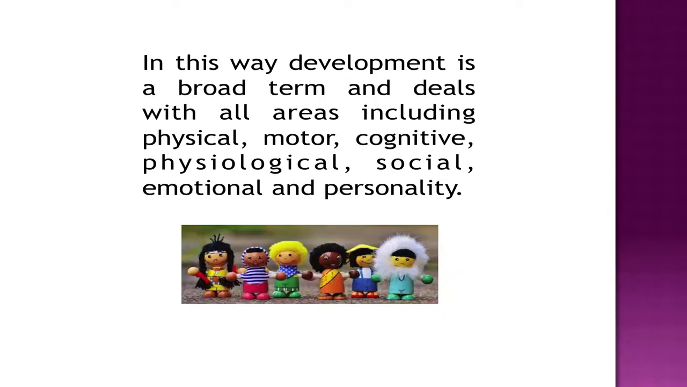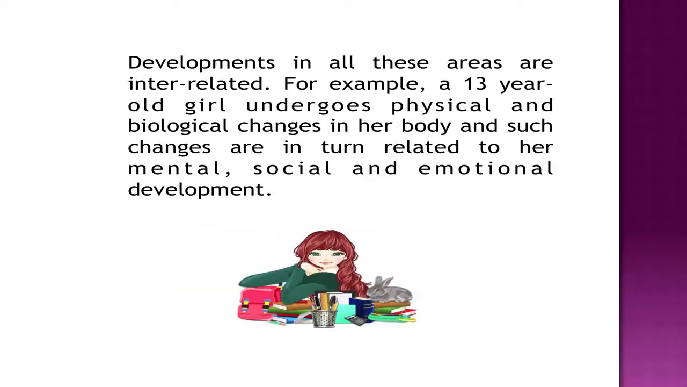In this way, development is a broad term and deals with all areas including physical, motor, cognitive, physiological, social, emotional and personality. It should be noted that development in all these areas is interrelated. For example, a 13-year-old girl undergoes physical and biological changes in her body, and such changes are in turn related to her mental, social and emotional development.